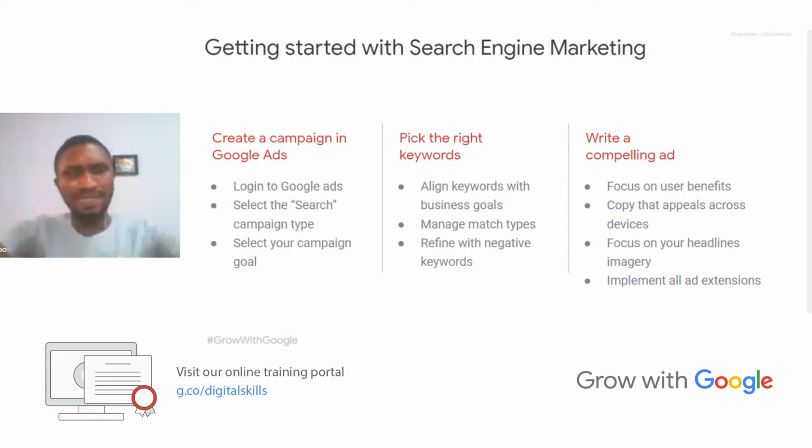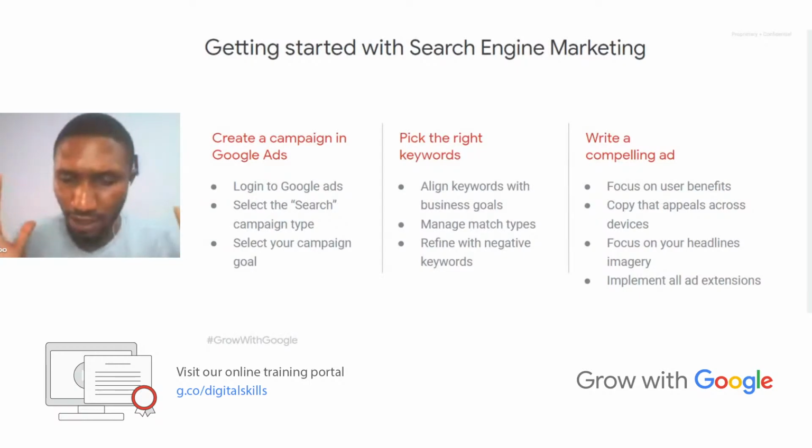So you want to get started with search engine marketing, leverage Google Ads, you just go on ads.google.com. Emmanuel, you could please pop the link on the chat. Log into your Google Ads account if you have one already. If you do not have one, you just create a Google Ads account with your Google account, of course. Select the search campaign type. Of course, this is a search campaign.